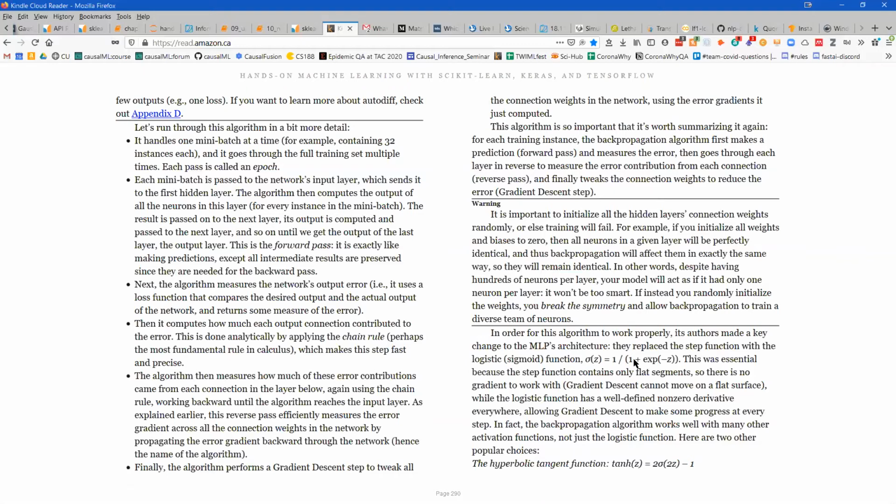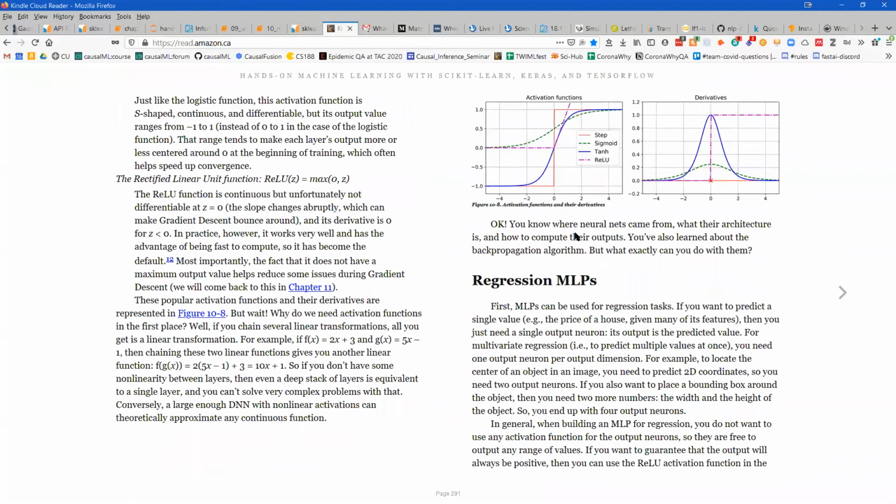And remember what z is. It's the weighted sum. It's the dot product of the weights with the inputs. All right. And then it gets to the ReLU function, which is computed in a single line, and it's the quickest one, and that's why people use it.